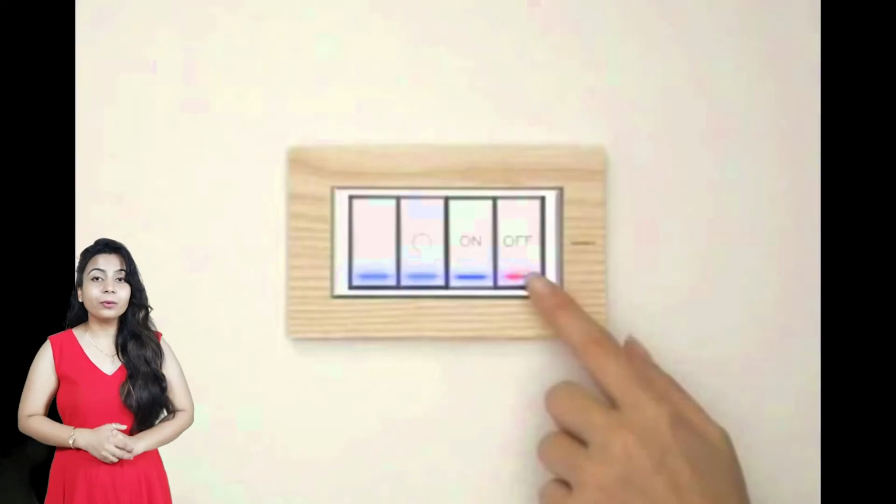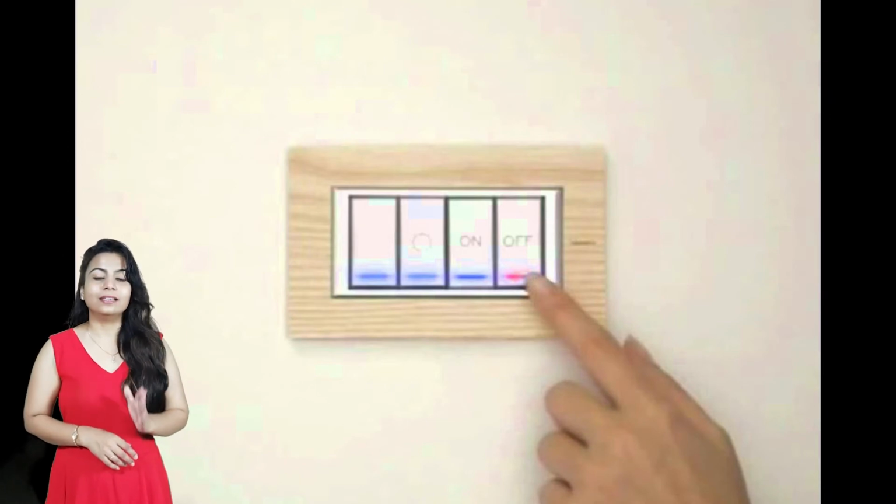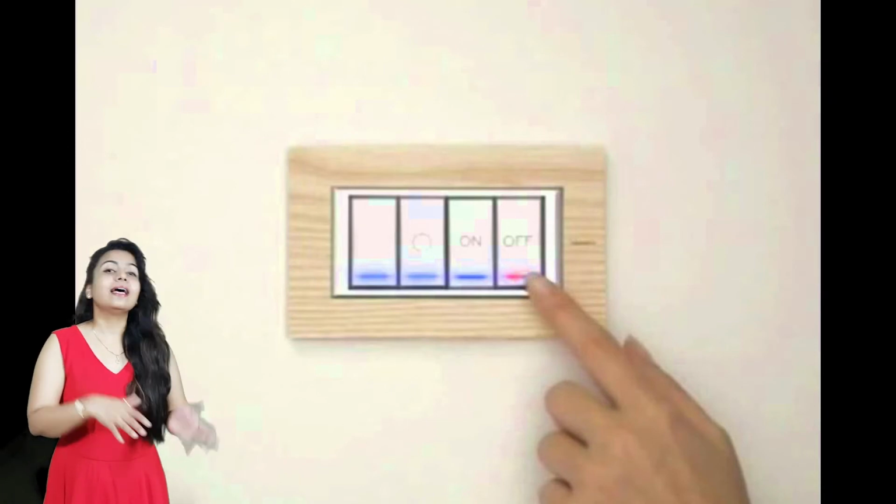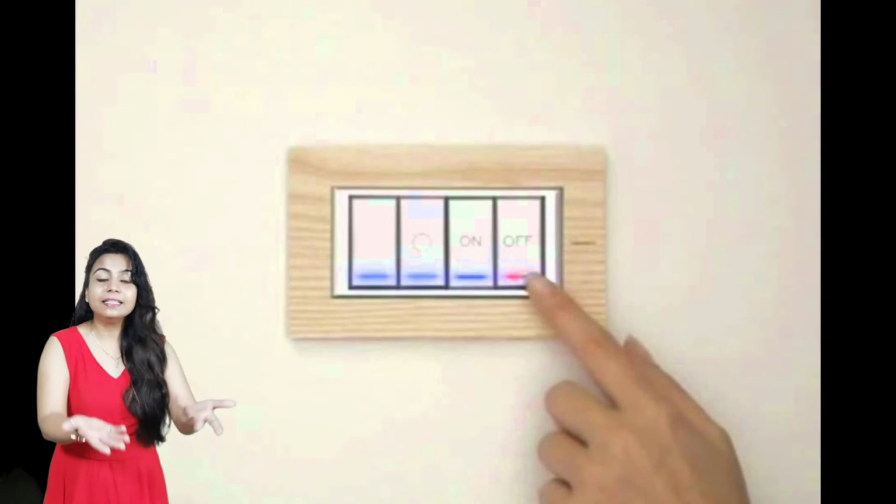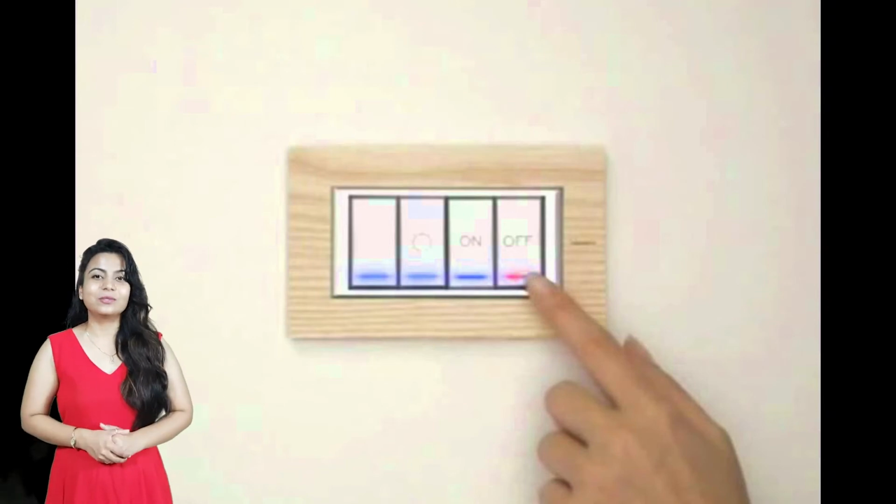And which electric component controls that? Switch controls that. Switch opens the circuit and closes the circuit. Switch can complete the circuit, switch can break the circuit. So it is.